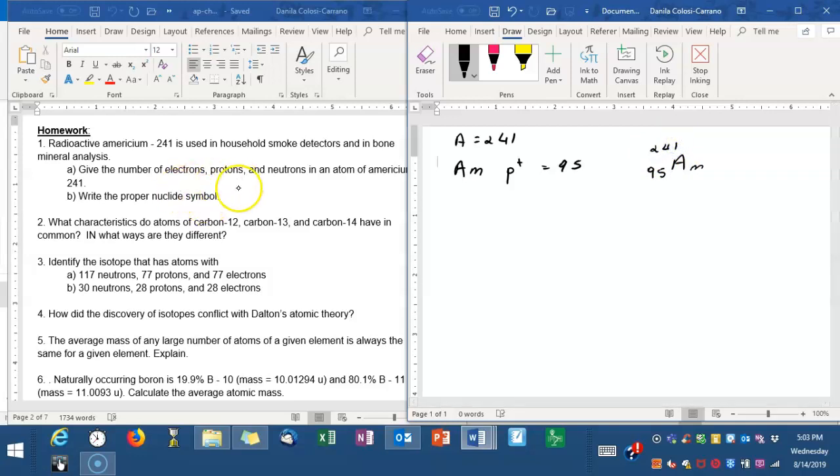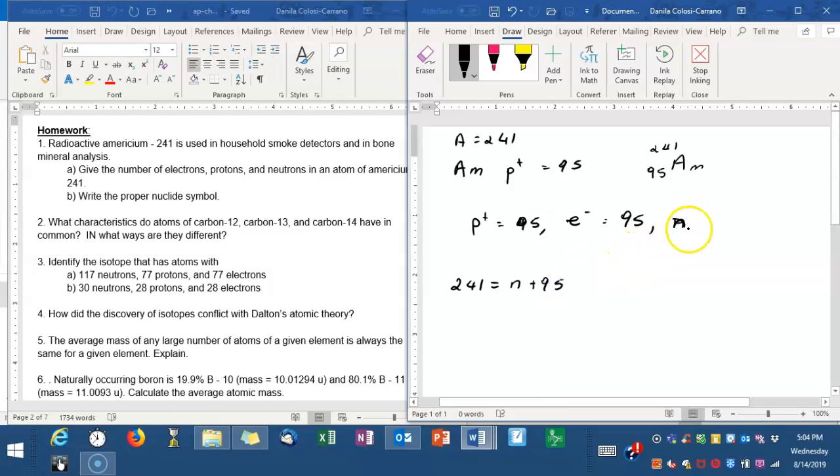And they want to know the number of electrons. Well, if the protons are 95, then the electrons have to be 95 also, because they are talking about atoms. They are not talking about ions. It's just an atom, so it has to be neutral. And then how many neutrons will you have? Well, the 241 is the mass, equal to neutrons and protons together. So this gives us a number of neutrons equal to 146.